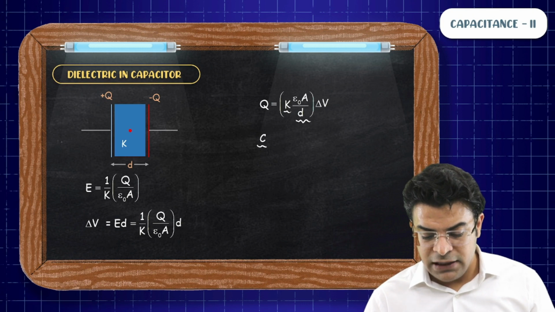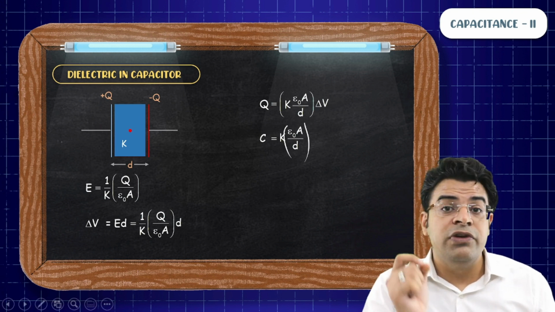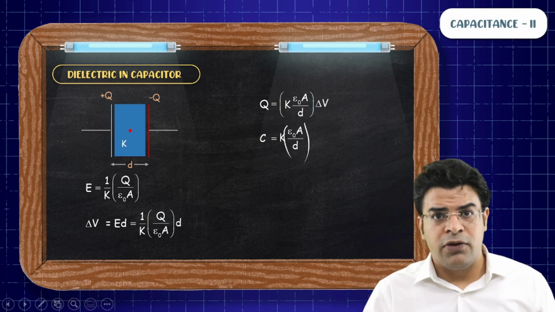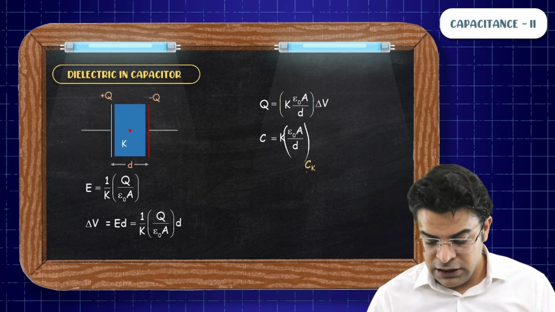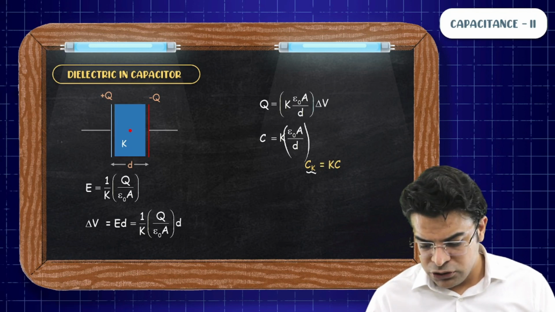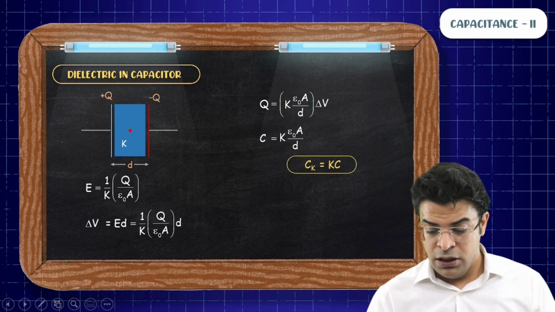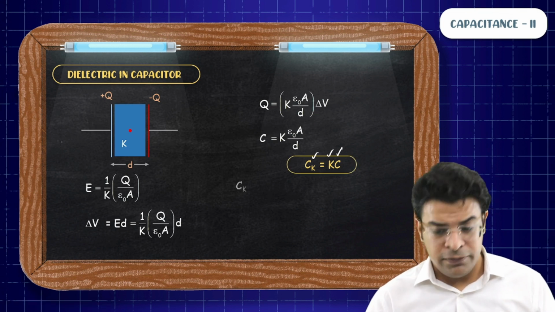So you will say that the capacitance in this case has to be equal to K times epsilon naught A by D, which is K times the capacitance without the dielectric. So we write one equation: capacitance with dielectric, in the subscript K, equals the dielectric constant times the capacitance without the dielectric. Now let's understand the terms one by one.